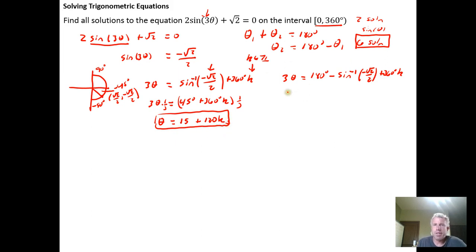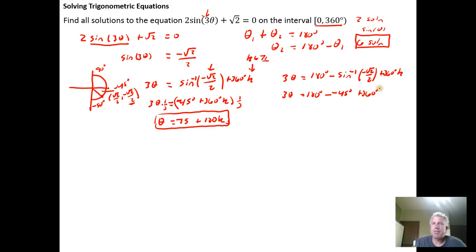And then we do the same thing over here. We get 3 theta equals 180 degrees minus the sine inverse of negative root 2 over 2. We just saw over here it was negative 45 degrees. That needs a negative sign on it. So that should be a negative 15 degrees, 1/3 of negative 45. So this would be 180 degrees minus negative 45 degrees was the angle that generated this side ratio right here.